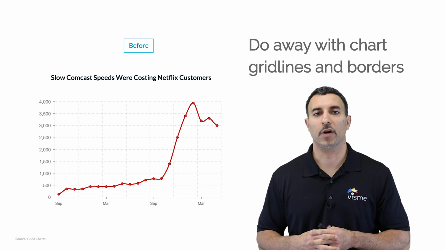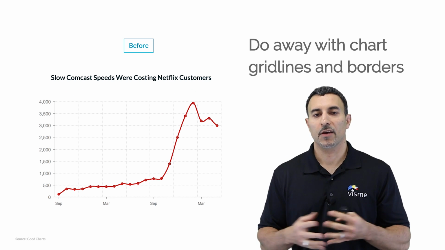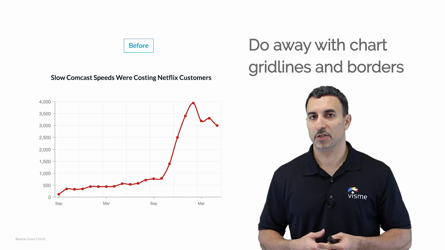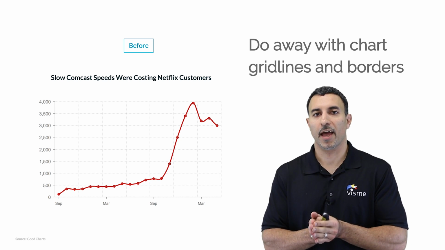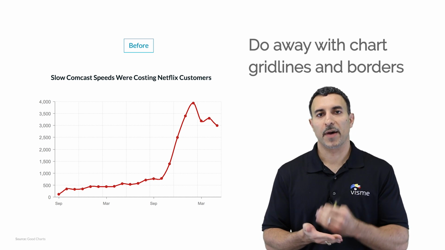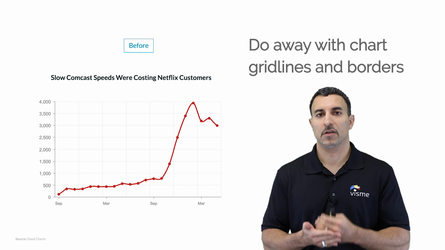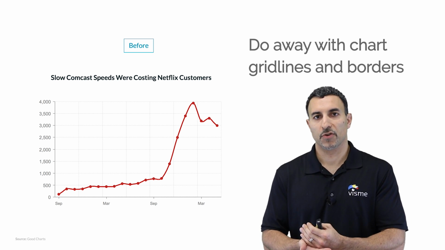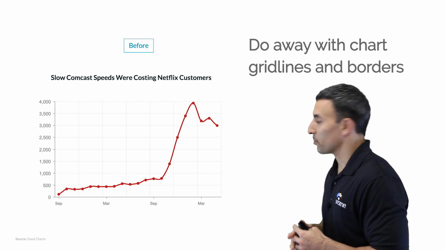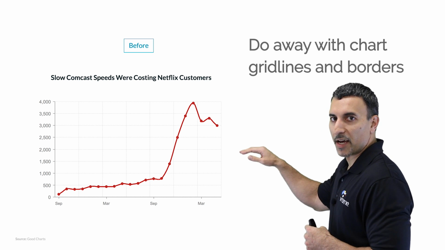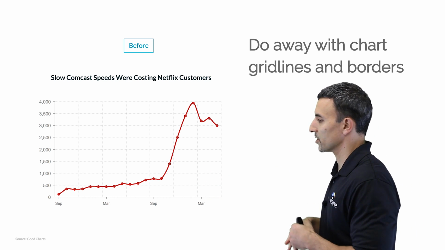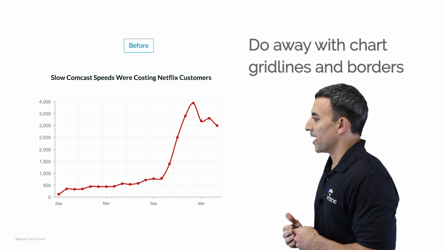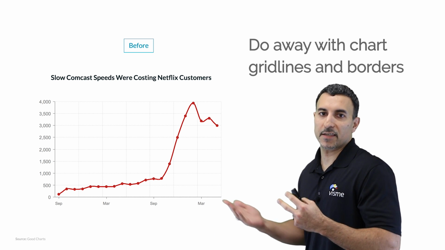Also, you want to do away with chart grid lines and borders as much as possible. It's okay to have them, but when you can, try to eliminate them. Because again, it's about simplicity. It's about allowing your user and their eye to concentrate on something. So, as an example, this is the slow Comcast speed costing Netflix customers. This was a whole story going on over a number of years.